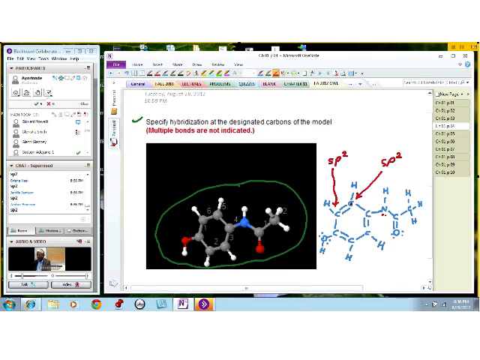Okay, this carbon is attached to 3 other atoms, and those 3 other atoms are this hydrogen, this carbon, and this carbon. And so we can say the same thing about this carbon also.